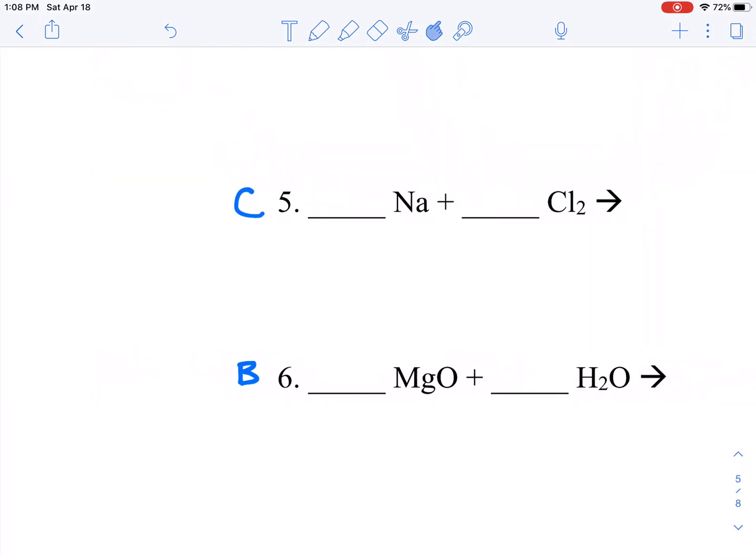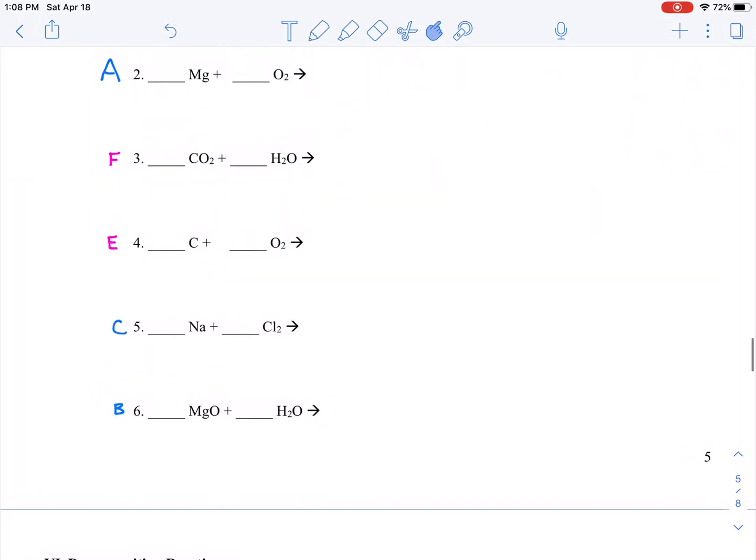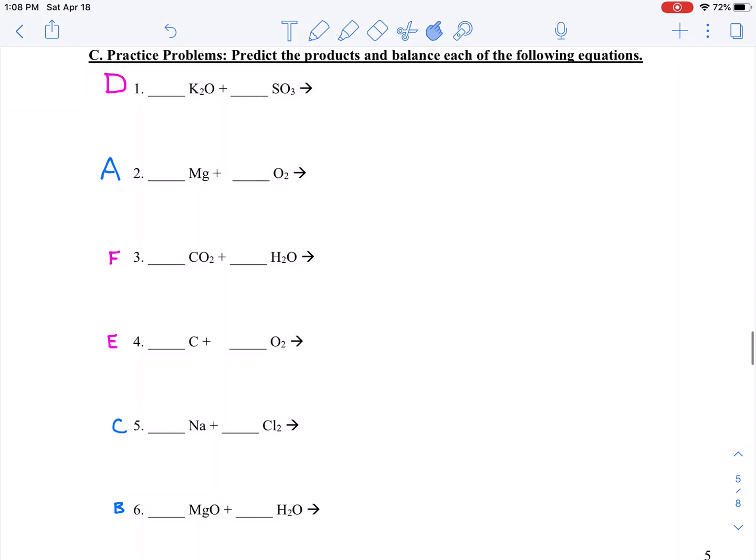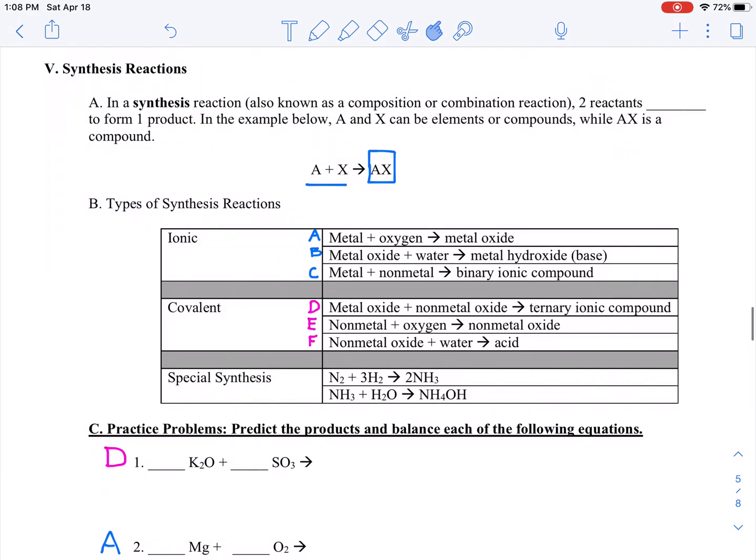So once we've identified all of those letters, you'll notice that I've made some blue and some pink. And there's a distinction between how we do the blue ones and how we do the pink ones. You'll notice all of the blue ones are ionic compounds. So we are producing at the end of the day an ionic compound, something that has a metal in it.